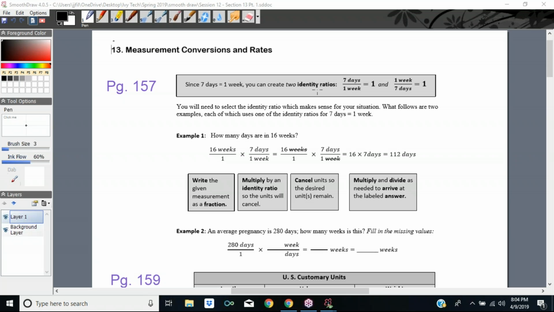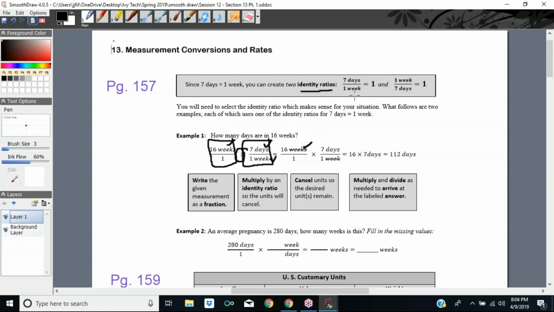All right, so we're going to start here on page 157 in your book, and we're looking at this thing called the factor label method. The factor label method really is, so factors are things you multiply together, and labels are the units. So like weeks here, days, those are the units, or the labels we call them. And since we're multiplying, this whole thing is called a factor. There's a factor. And we have conversion factors that we'll be using, our identity ratios.